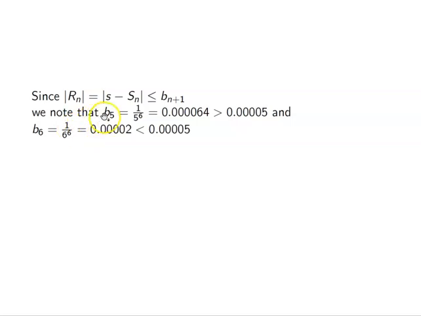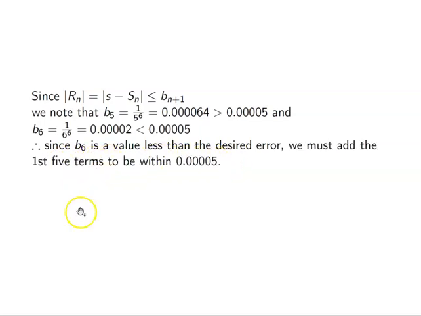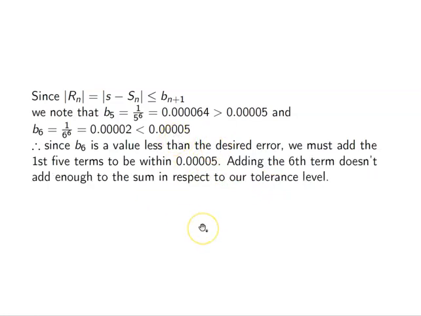So that means I just have to add up the first five. The remainder needs to be less than the value of the next term, right? So since my next term is less than 0.00005, and every term after this is less than 0.00002, when I add them all together, it will never add up to the tolerance level that I set. And so since b6 is a value less than my desired error, I have to add up the first 5 terms to be within this tolerance level that I set, which isn't that bad. So adding the 6th term doesn't add enough to the sum with respect to our tolerance level that we wanted.